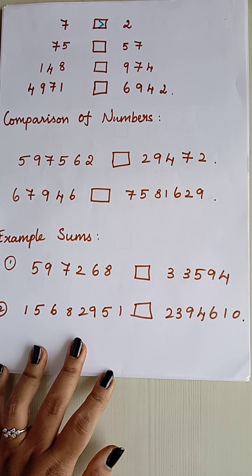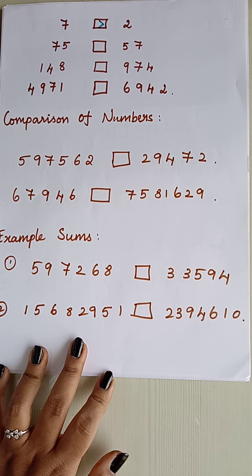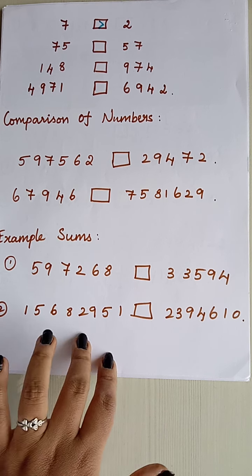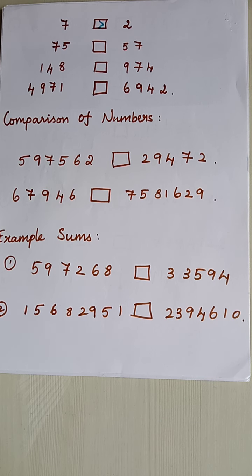Okay, next is the 2-digit number. They have given a 2-digit number. How will you see it? Before that, you have already learned about place values. With the help of place value, we are going to do this comparison.